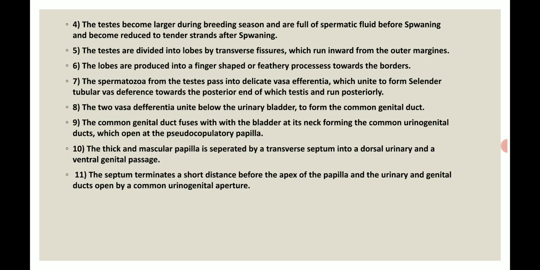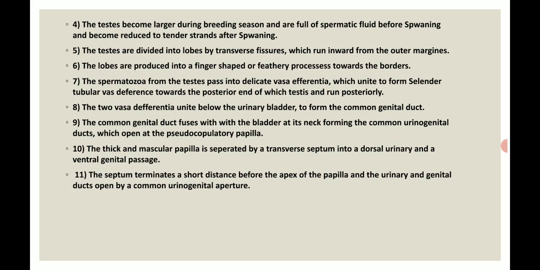Here the testes become larger during the breeding season and are full of spermatic fluid before spawning, and become reduced to tender strands after spawning. The testes are divided into lobes by transverse fissures which run inward from the outer margins. The lobes are produced into finger-shaped or feathery processes towards the borders.